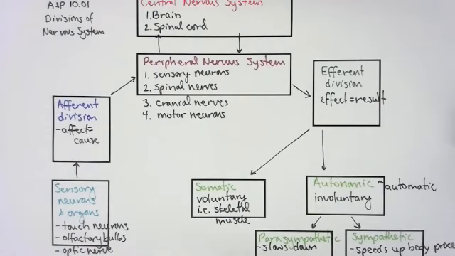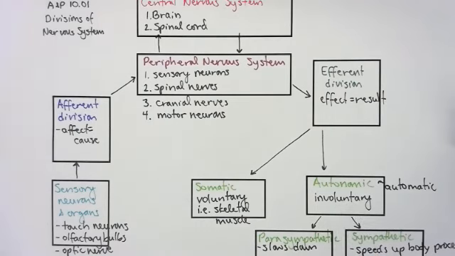So parasympathetic slows down body responses. An example here would be you're starting to fall asleep and you start to get drowsy and your heart rate starts to slow, your pulse starts to slow. That's parasympathetic. And that's involuntary. You really can't control that. I mean, you can try to mentally relax yourself, but you really don't have a lot of control.